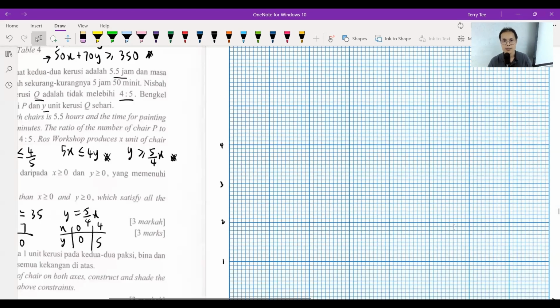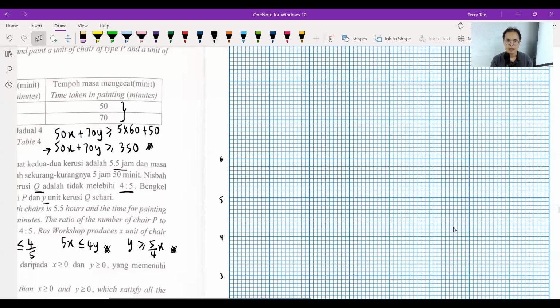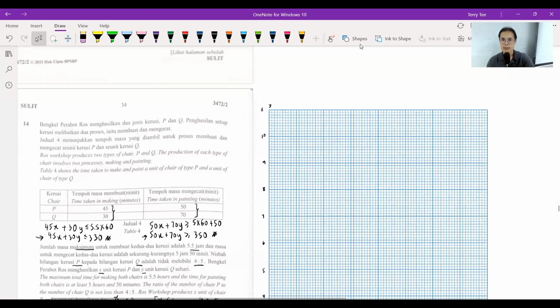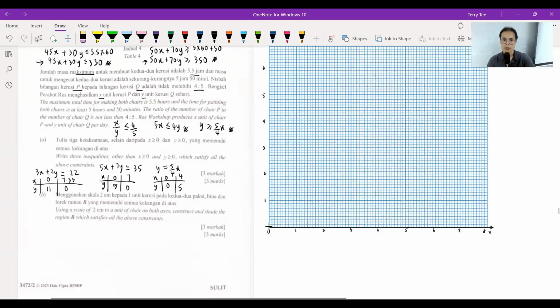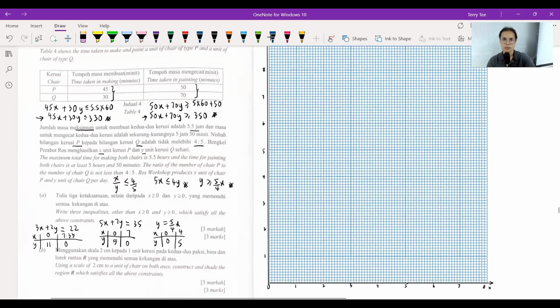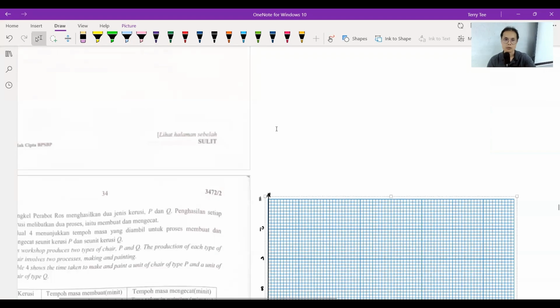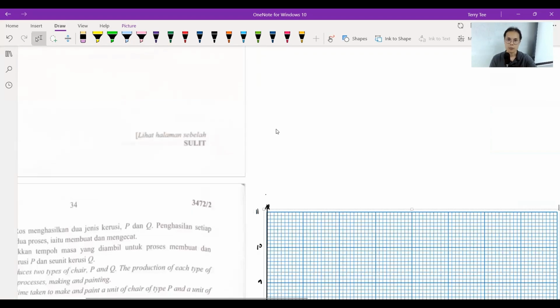Your y maximum is 11. 5, 6, 7, 8, 9, 10, 11. So this is your y. Okay, let me just draw the y-axis, paksi y over here. Move up. There you go. Okay, I put my y here. Should I drop this?